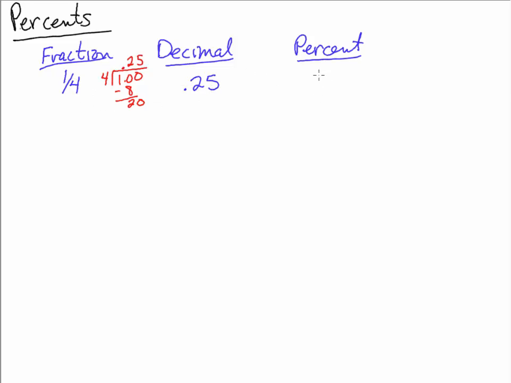And then, of course, a quarter is what? It's 25%. And so we start to realize what the connection is between decimals and percents, and that is that the decimal has moved 2 places.